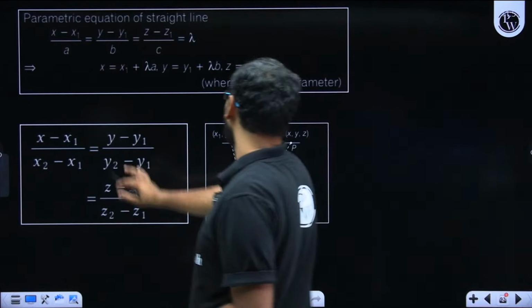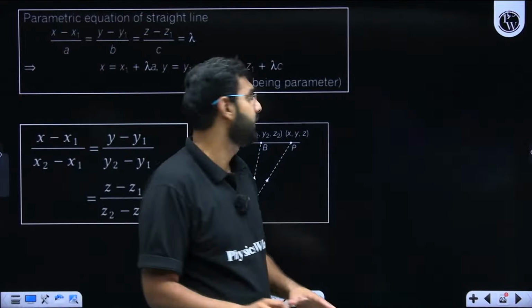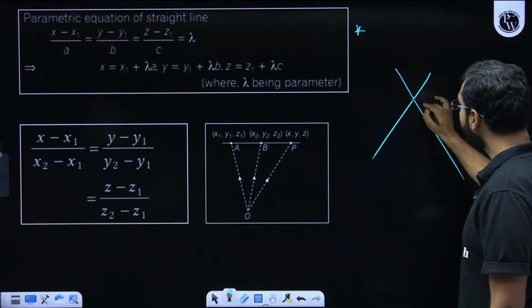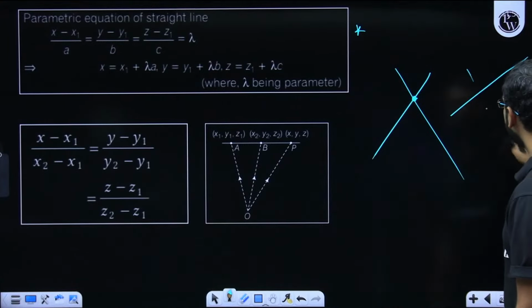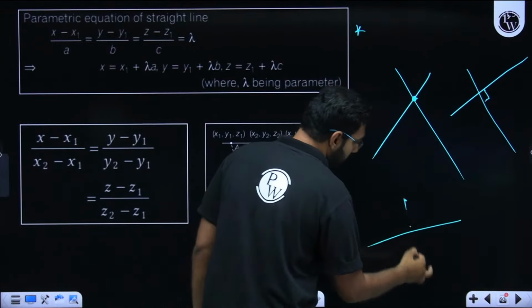Parametric form. This is what we study in 2D, but this is something we study in 3D as well. And on this, they ask you a lot of questions. They give you two lines and then you have to deal with their point of intersection. They give you a line and there you find the perpendicular's feet. They give you a line and they ask you the image of a point.